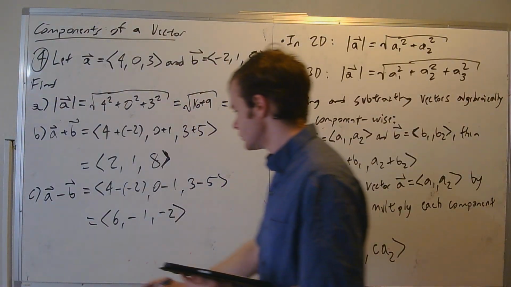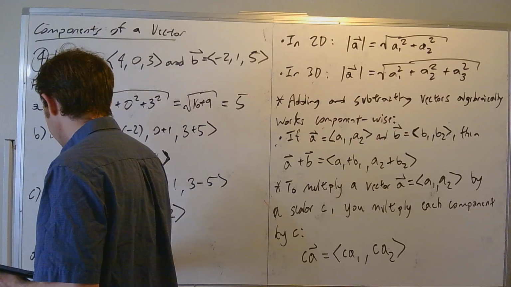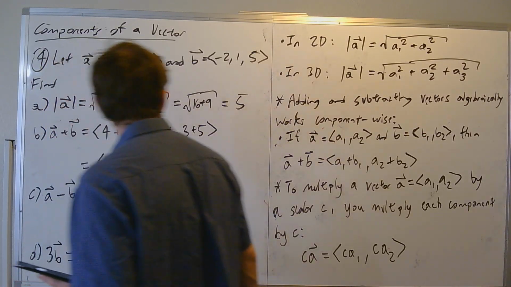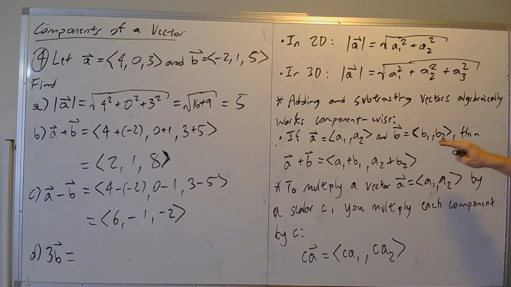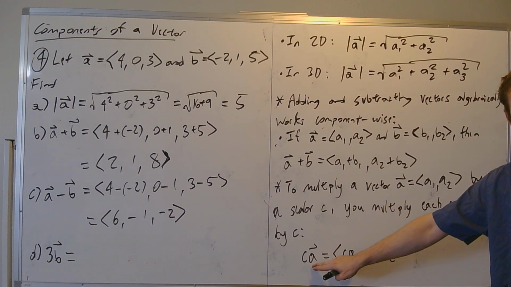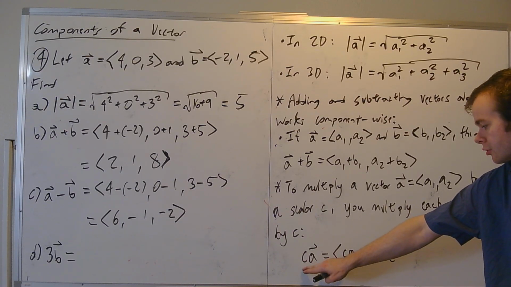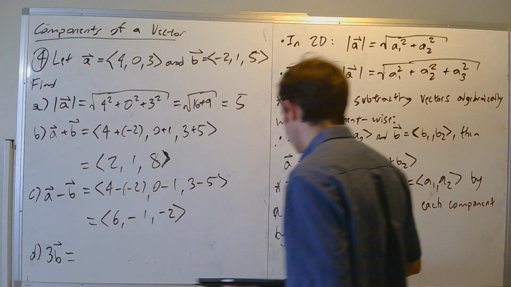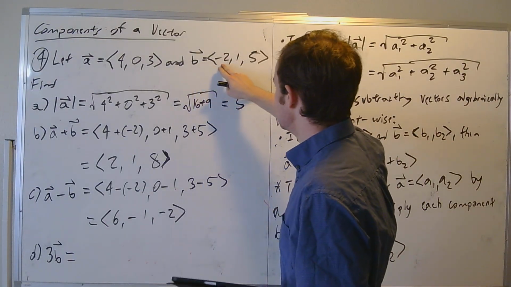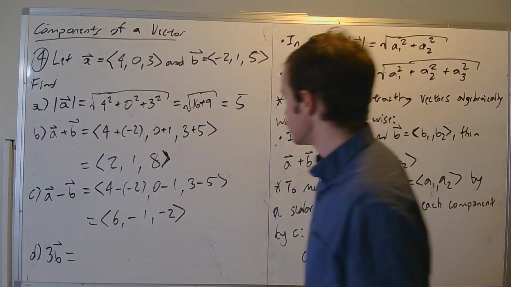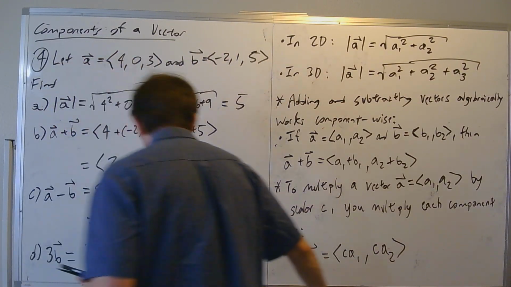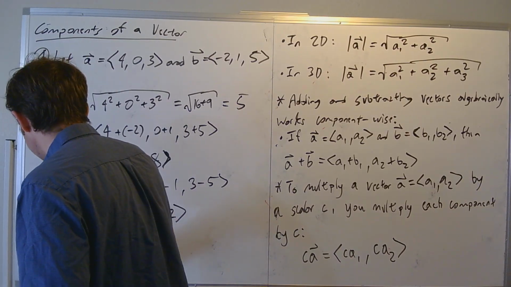Part D asks us to find 3 times B. Right, so I said for scalar multiplication, we multiply each component by 3. Not A, in this case we're doing B, but for B, we just multiply each component by 3. So, we're going to have, let me give myself a little bit more space here.